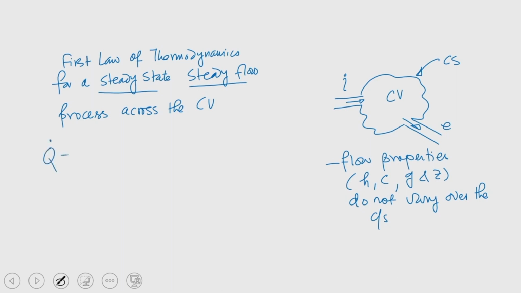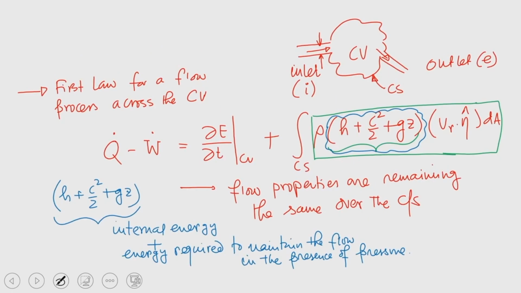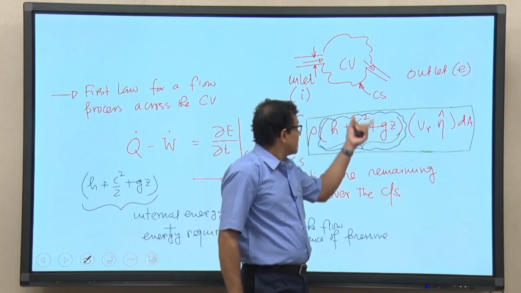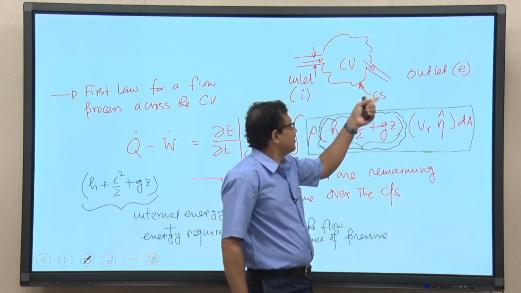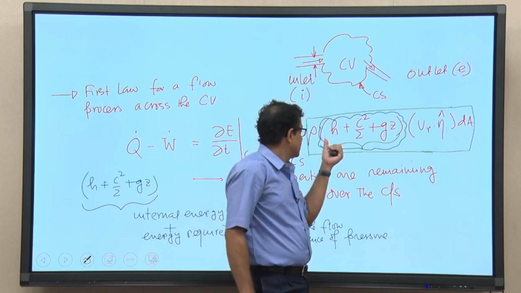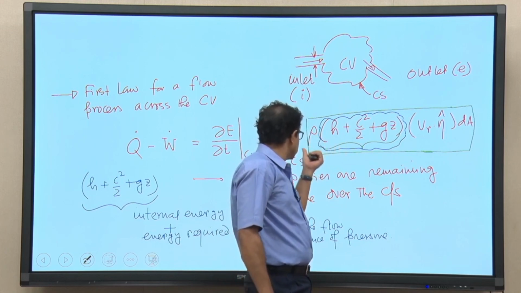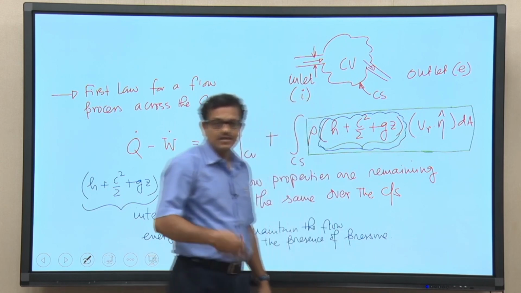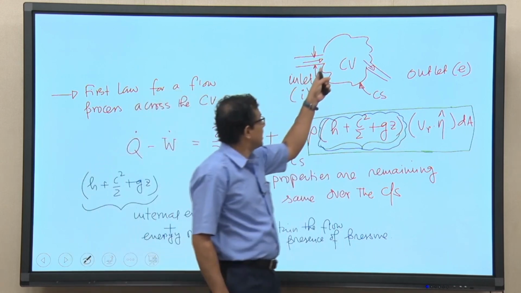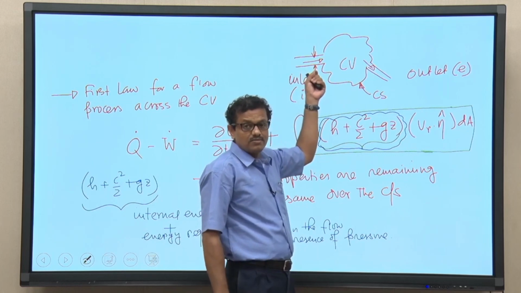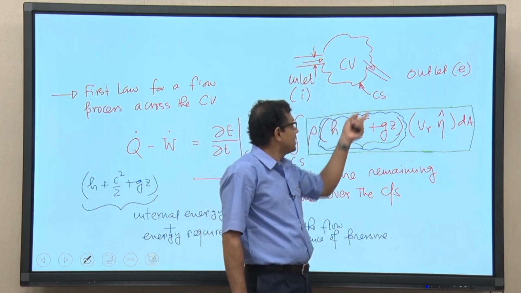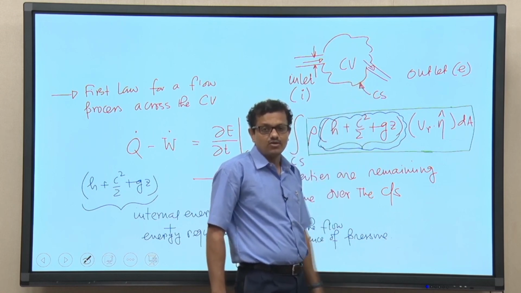And if we take this, then we can write, as I told you, the first law: Q dot minus W dot equal to d/dt of the control volume plus... So, if this is not varying over the cross section, then the integral over the control surface of rho Vr dot eta cap dA is nothing but the mass flux. If we apply this at the inlet, this is mass flux into the control volume. If we apply it at the outlet, that is mass flux out from the control volume.